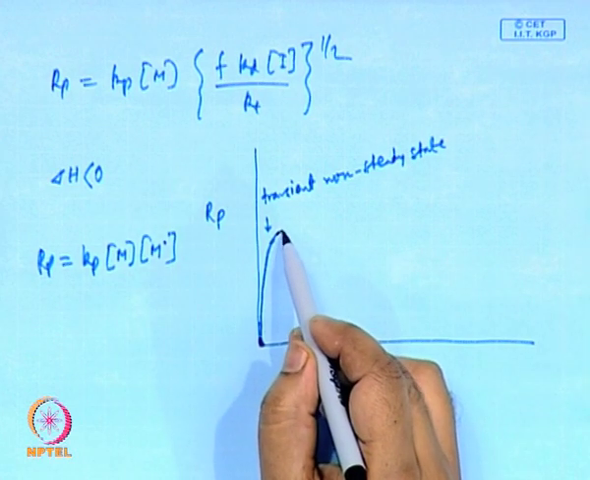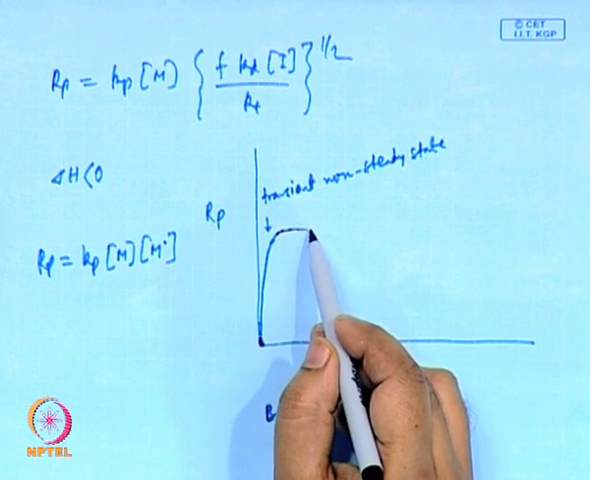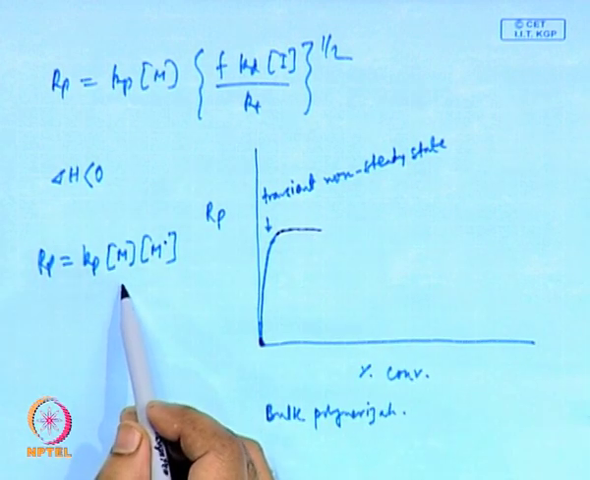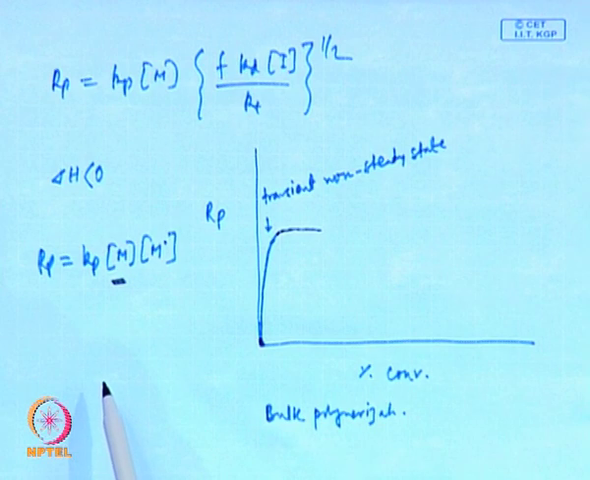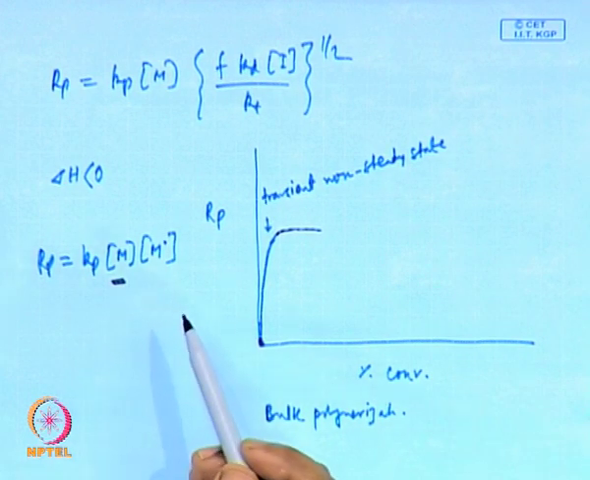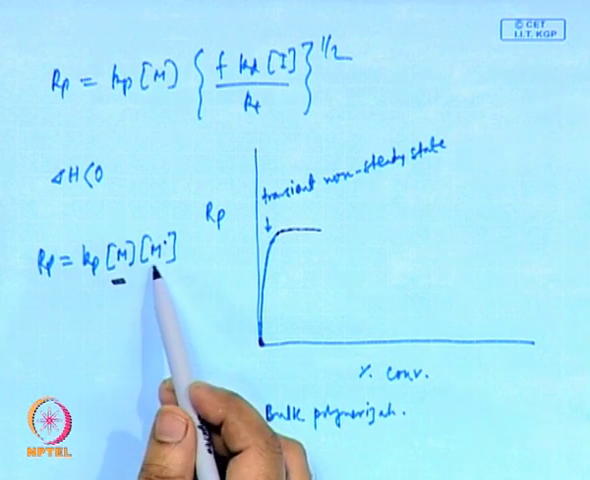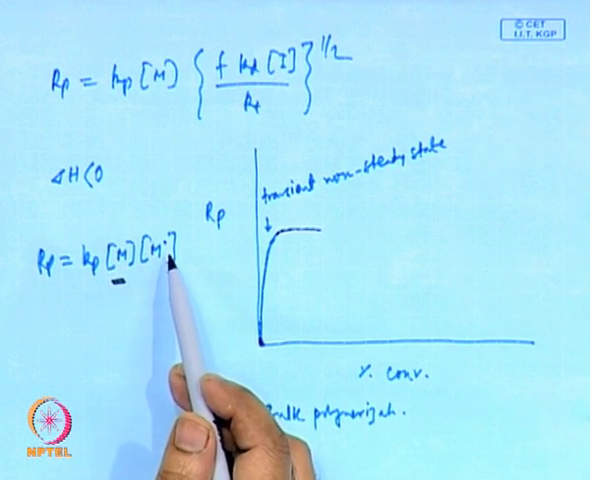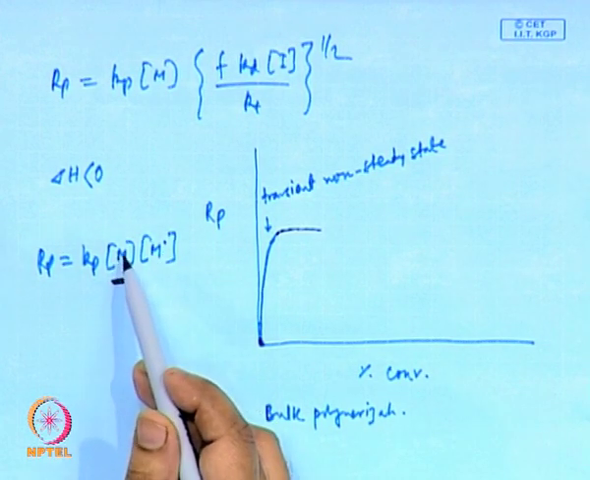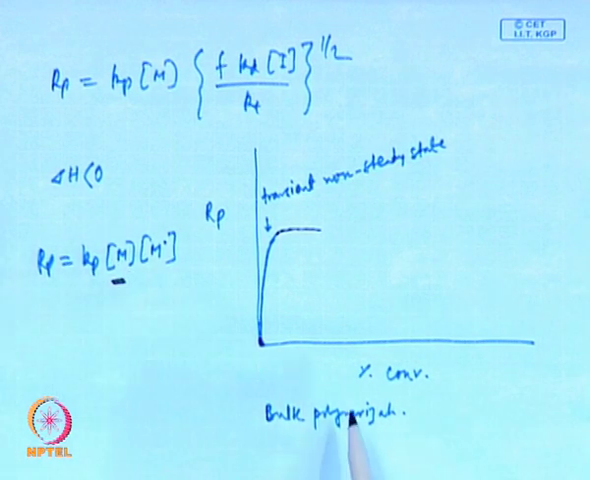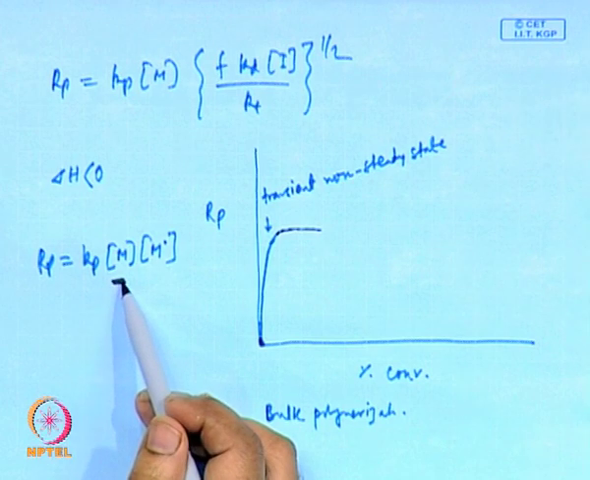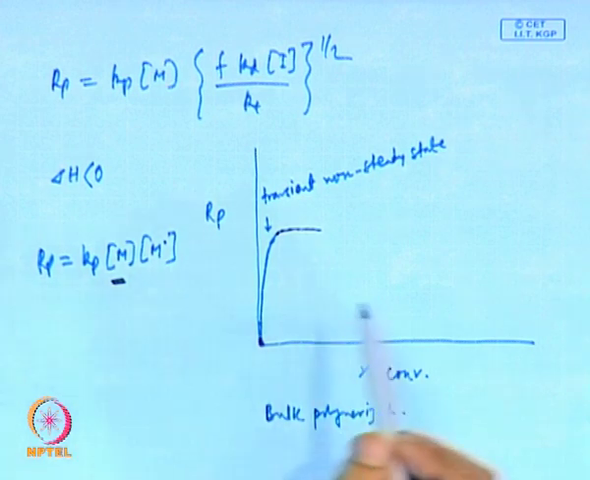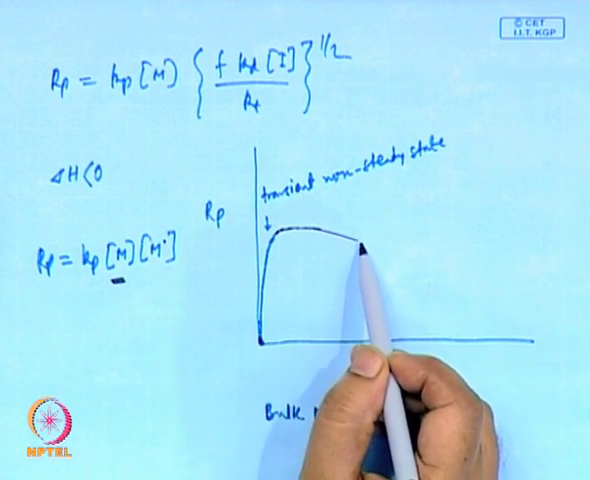Now, once the steady state has been reached, Rp will be almost constant, but with time what happens to the concentration of M? Monomer concentration decreases. Steady state means the concentration of M dot is fixed with time, so no change in the concentration of M dot. So, this is constant at steady state, but with more and more conversion happening, the concentration of monomer should go down. So, Rp would go down slowly.